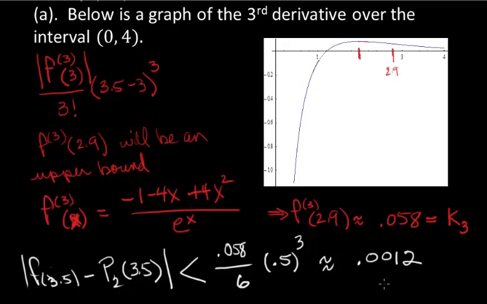Notice we did choose to center it at 3, a number close to 3.5. If we centered the polynomial at 1, we would have to go out much further in our derivatives, finding coefficients. We would have to find a longer Taylor polynomial that would do a good job at estimating 3.5.